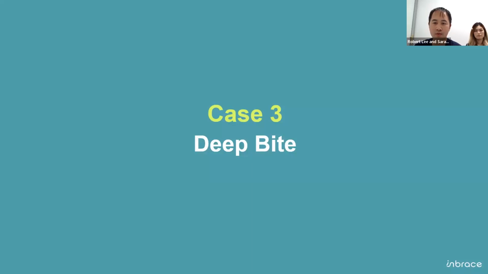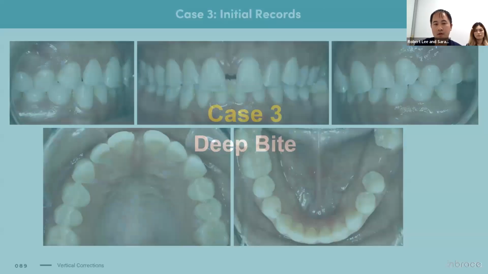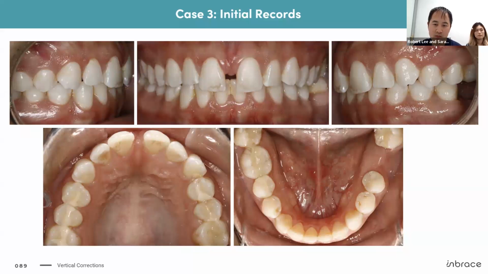Okay, we're next going to go through a deep bite case. So this is a deep bite case with spacing. This is a 26-year-old female. Chief complaint is her large gap. She didn't think she was going to comply with aligners. She did not want traditional braces as a working adult. So we went ahead and treatment planned her for InBrace.